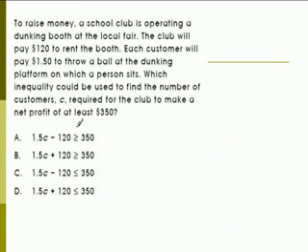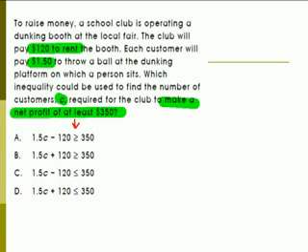So in this question, you see all of our answers have a greater than or less than and equal sign here. It says, to raise money, a local club is operating a dunk booth at the local fair. The club will pay $120 to rent, and each customer will pay $1.50 to throw a ball at the dunking platform on which a person sits. Which inequality could be used to find the number of customers, C, for the club to make a profit of at least $350?